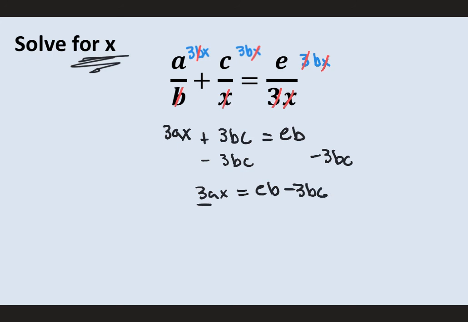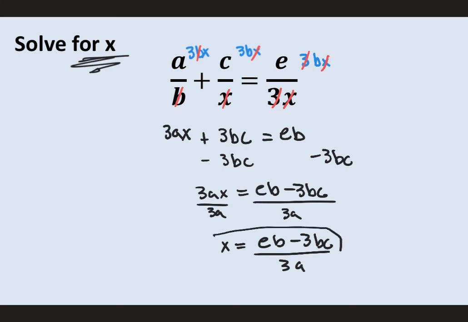And then I want the x by itself, and I'm going to divide both sides by 3a. Divide by 3a, that leaves me with x equals eb minus 3bc over 3a. Now it's a little weird looking, but x is by itself, so I'm going to go ahead and say I have solved for x. All right, that's our last example for the video.